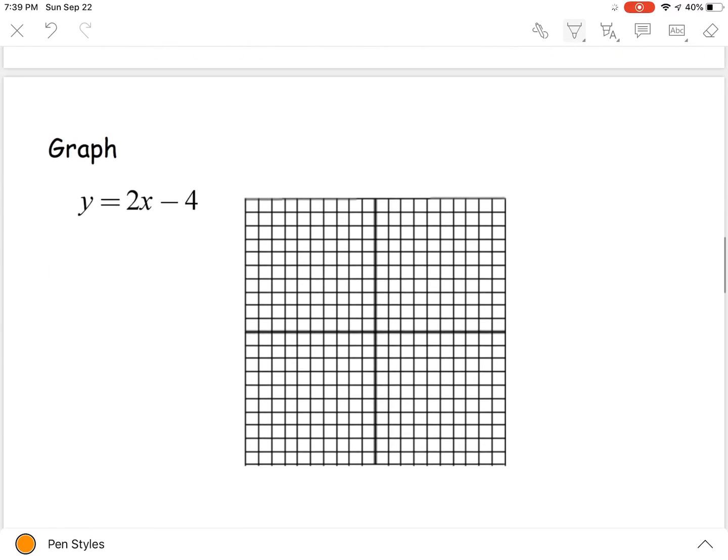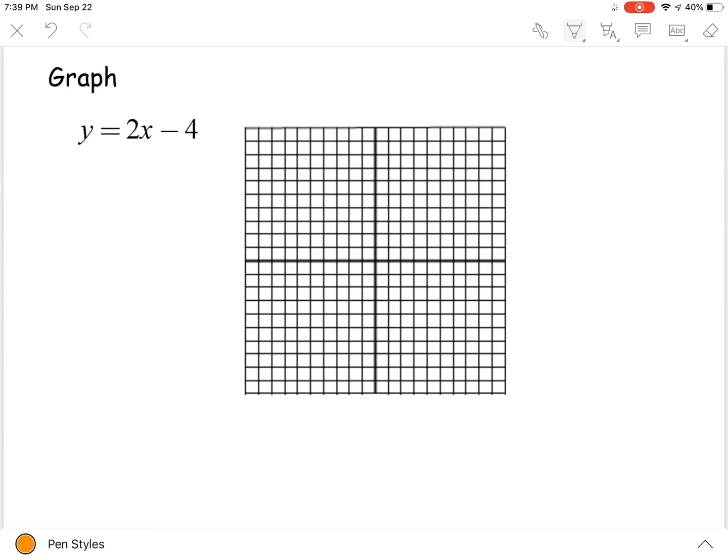Let's go on and try another example. So here we have y equals 2x minus 4. So start off by identifying your slope and your y-intercept. Well, our slope is 2, which we can also write as 2 over 1, and our y-intercept is negative 4. So that tells us we have the point 0, negative 4 on our graph. Here's 0, here is negative 4.